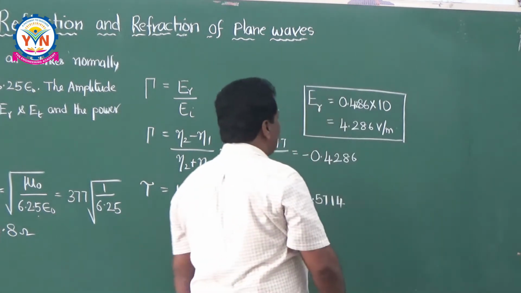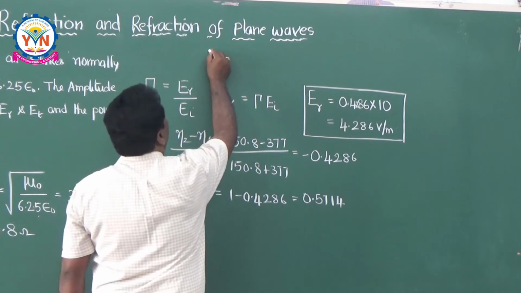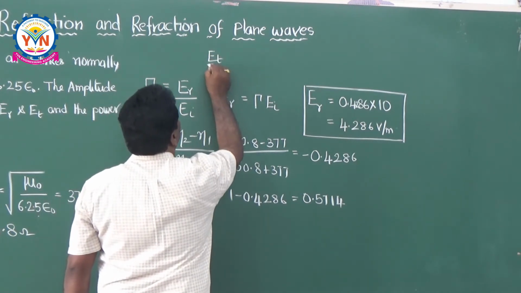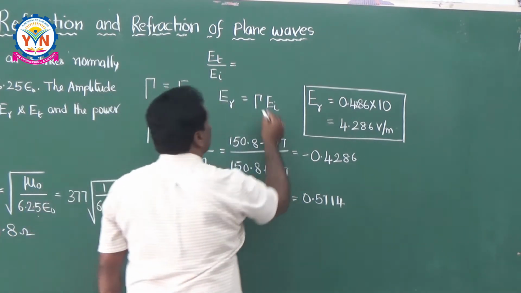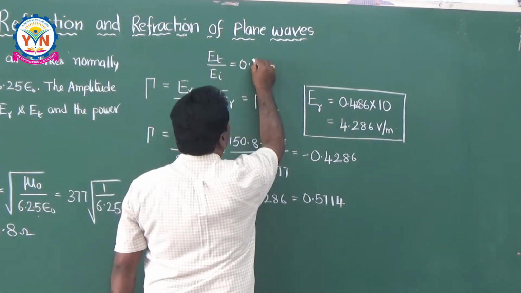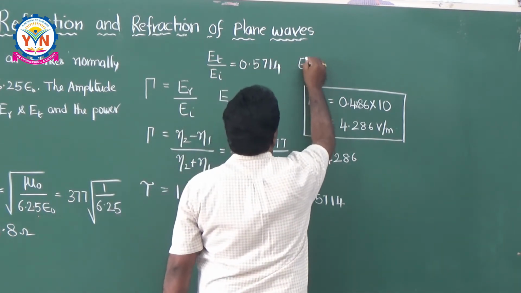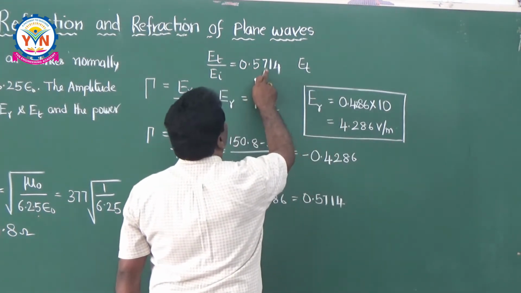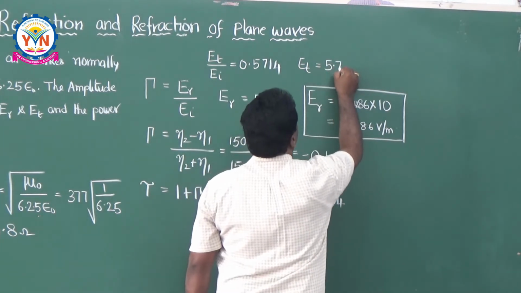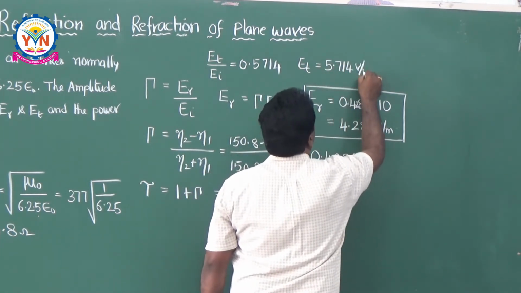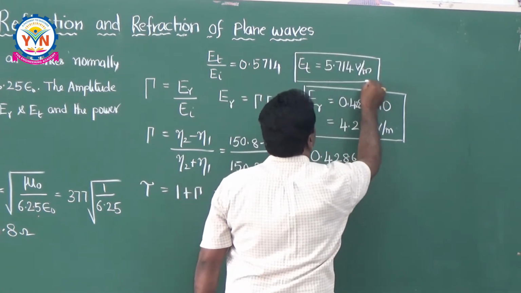Then what is the transmitted electric field intensity? ET is equal to, because ET by EI is equal to tau. What is the tau value here? That is 0.5714. Therefore, ET is equal to 0.5714 into 10, that is equal to 5.714 volt per meter. So you got both the reflected component as well as the transmitted component.